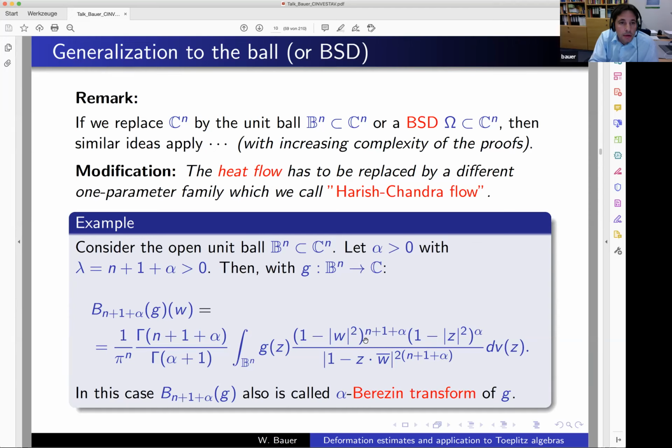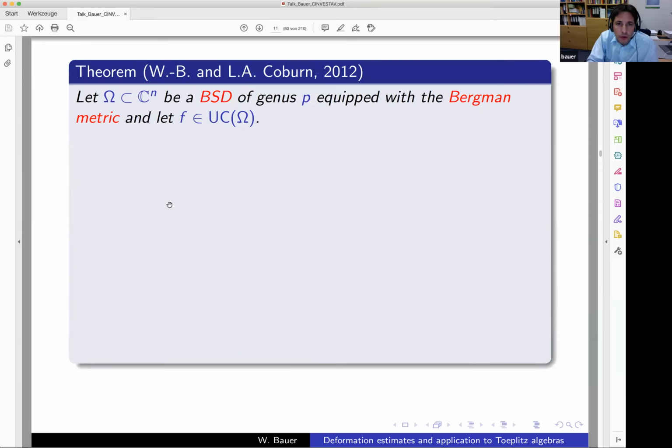And then if you do this, you can generalize the result I told you before for bounded symmetric domains. So if omega is a bounded symmetric domain, if you don't know what that is, take a unit ball of genus p and you equip it with the Bergman metric. The Bergman metric distance function is the appropriate function which defines the space of uniformly continuous functions, or Lipschitz functions here, of course.